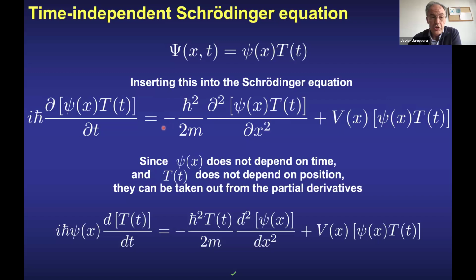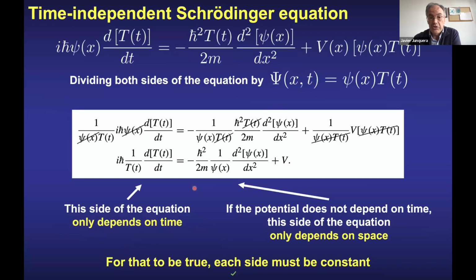Okay, so I will end up with an equation like this, where we can also replace the partial derivatives by total derivatives, because now the function here only depends on time, so this will be a total derivative of this capital T with respect to time, and here this psi will depend only on the position, so we can replace the partial derivative by a total derivative here. So we have an equation like this.